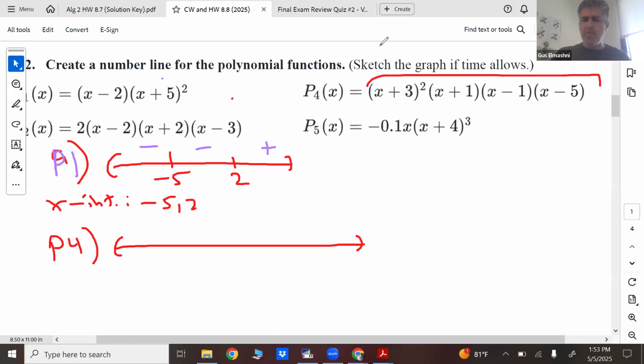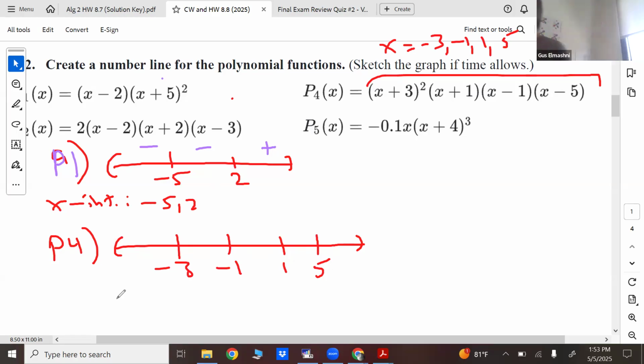What are the x-intercepts here for P4? 5. Perfect. Okay, let's put it down. So -3, -1. So these are my partitions. Now here's how we can go about this in a very efficient manner. We'll start with the rightmost interval. Give me a number larger than 5.